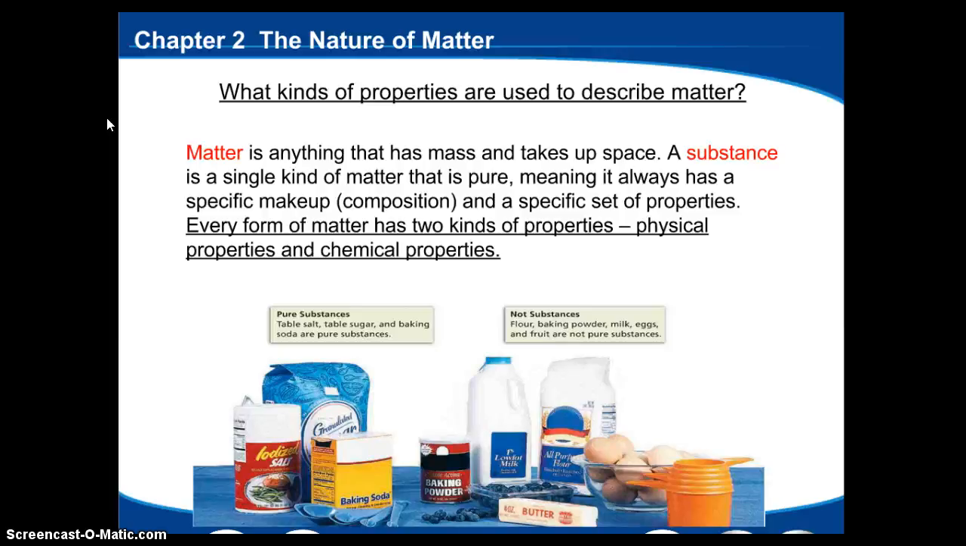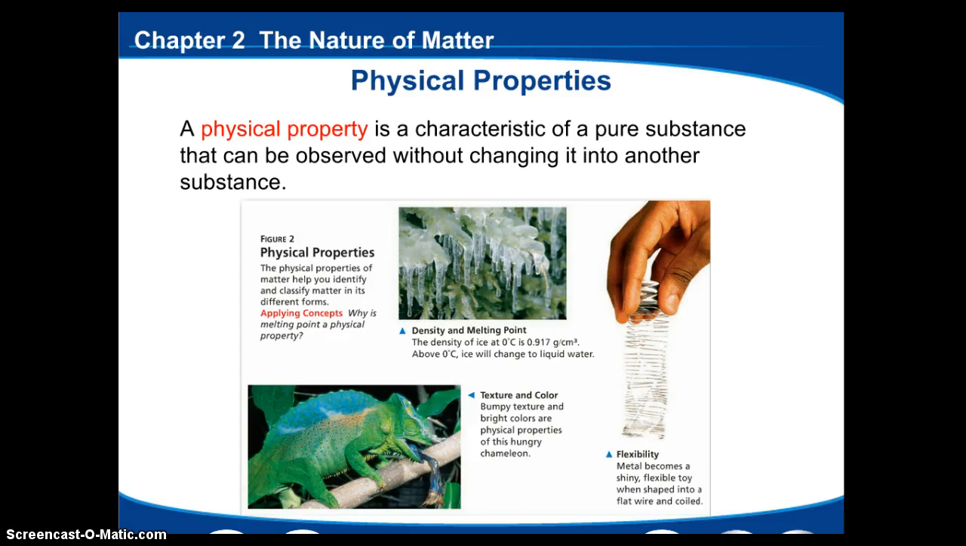And if we have something that's made of a single kind of matter, then it's pure, meaning it has the same kind of makeup all the time and the same set of properties. Every form of matter has two kinds of properties, which are physical and chemical properties. The physical properties are the way that we can observe and describe it without changing it into another substance. The examples here are density, melting point, texture, color, and flexibility.